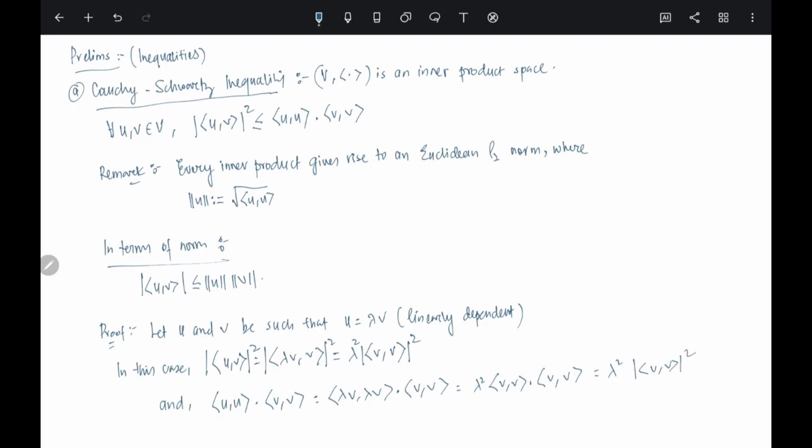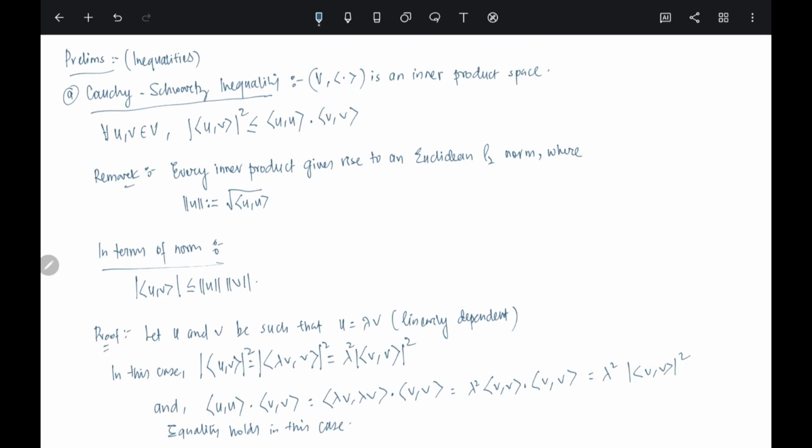Okay, so those two are same. So essentially the equality holds in this case. Equality holds in this case. Okay, so you see this less than or equal to holds in this case.